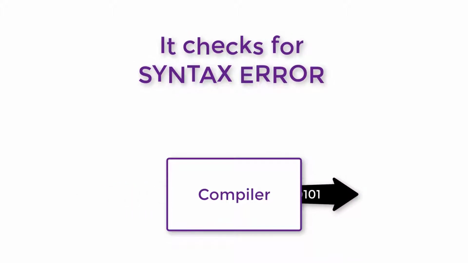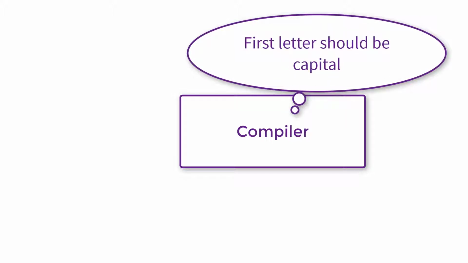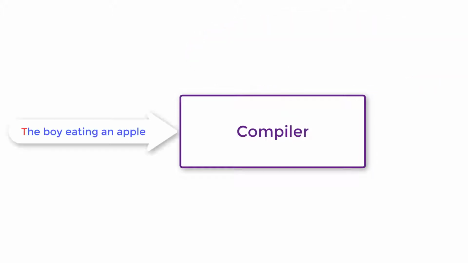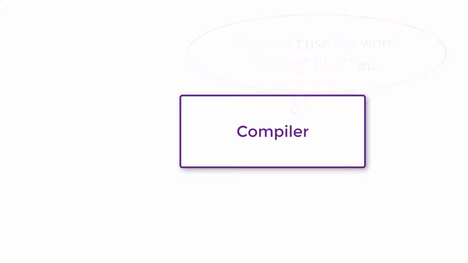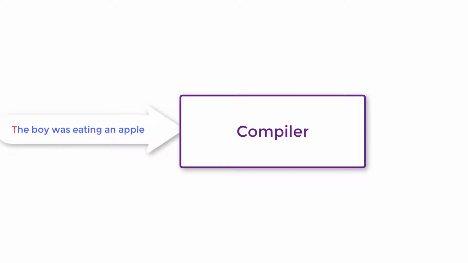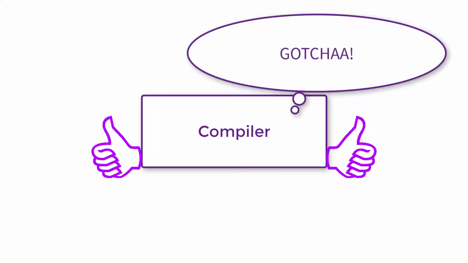To understand it better, imagine an English sentence: "the boy eating an apple." And now you run the compiler. First, it might give you an error: first letter should be capital. So you go and fix that. So now the sentence is "The boy eating an apple." Then you compile it again and it gives you another error stating it found an error in the word "eating." It would tell you something like, you can't use the word "eating" like that. So you change it to "was eating" or "ate an apple," depending on what you want to say. The compiler checks for syntax errors, so it knows how to convert it to machine language.